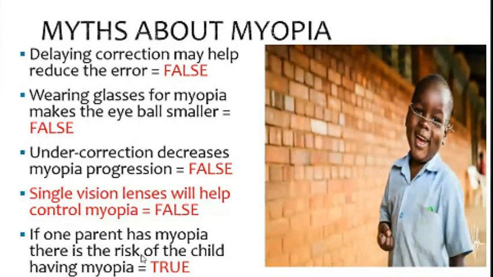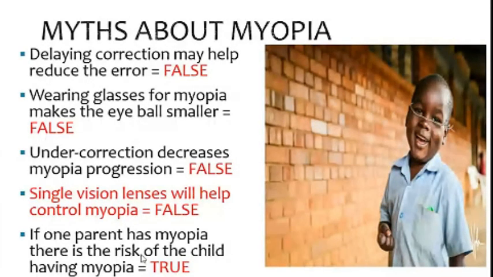Now, this second point will be that wearing glasses makes the eyeball look small. That's just because when you wear glasses for myopia, it's a minus lens, so it causes minification of the image. So the eyeball looks smaller, but it's not really small.